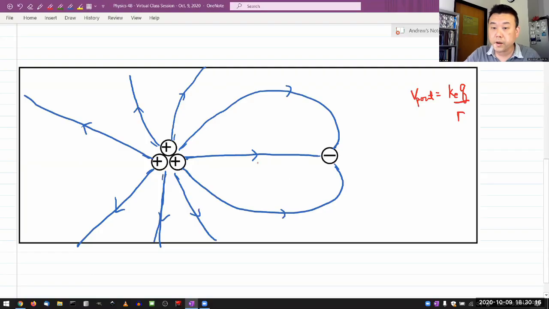So the potential is the sum of the potential from each of these distributions. Electric potential obeys the superposition principle, the same way electric field does. So I need to find the midpoint where those two contributions will add up to 0.